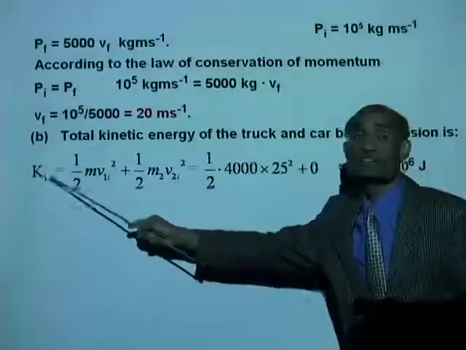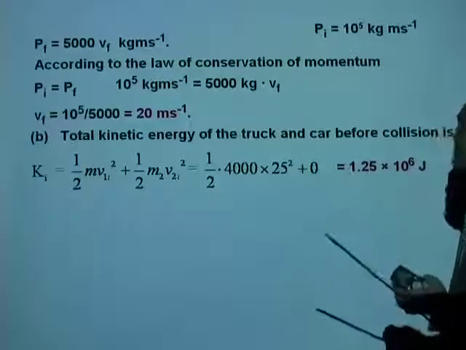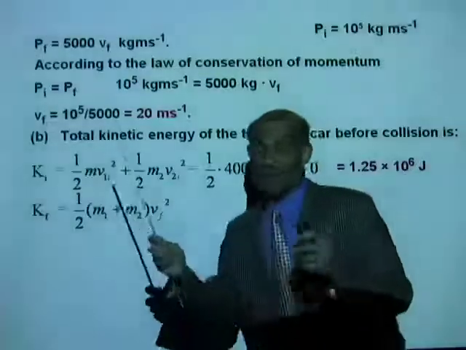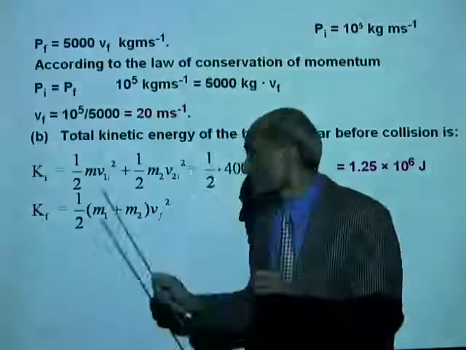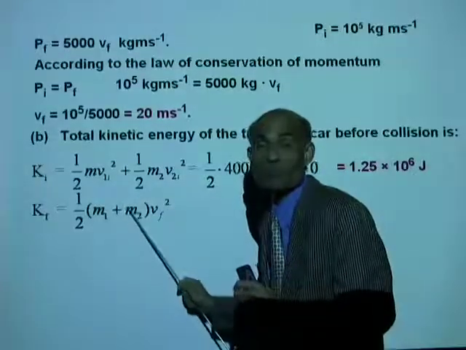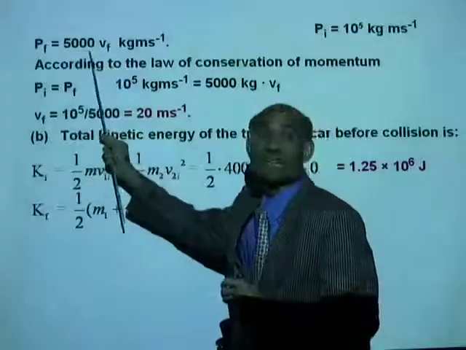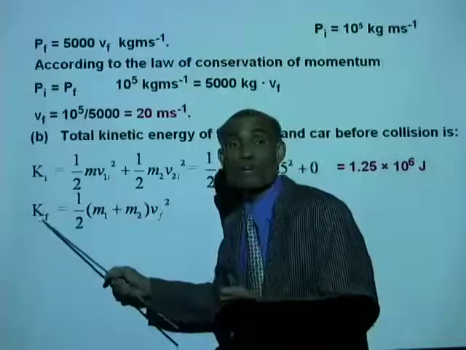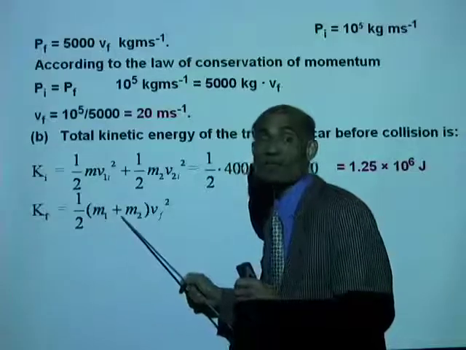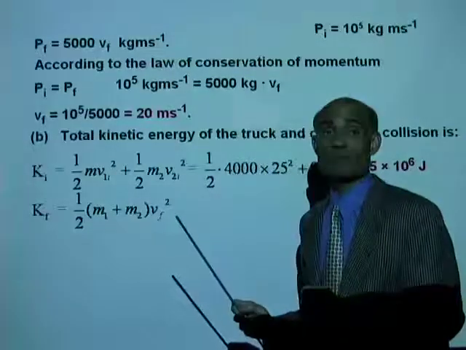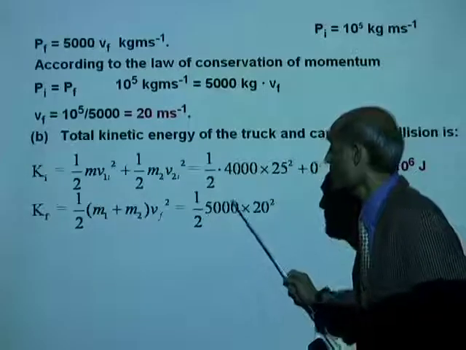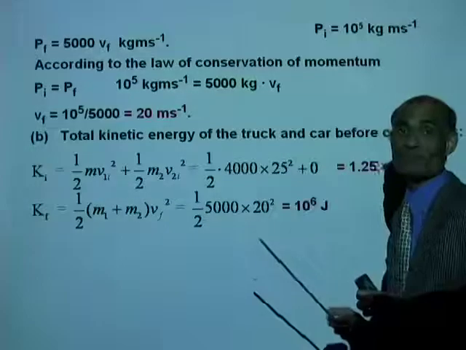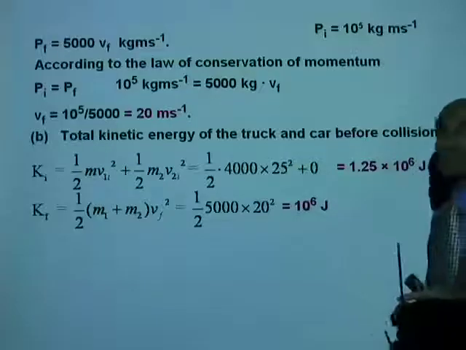Alright, so the initial kinetic energy is 1.25 times 10 to the 6 joules. What is the final kinetic energy? After collision, they join together so that their total mass is m1 plus m2, and that is 5,000 kilograms, and the common velocity is Vf. So the final kinetic energy is 1/2 (m1 plus m2) Vf squared, and that will be 1/2 of 5,000 times, we calculated Vf as 20 meters per second, squared, and that is 10 to the power of 6 joules.